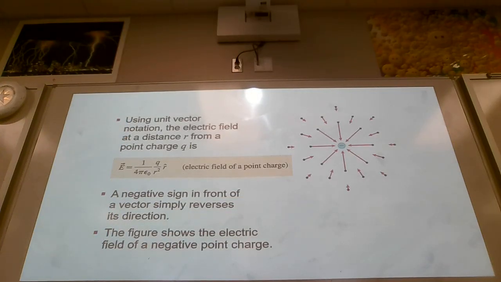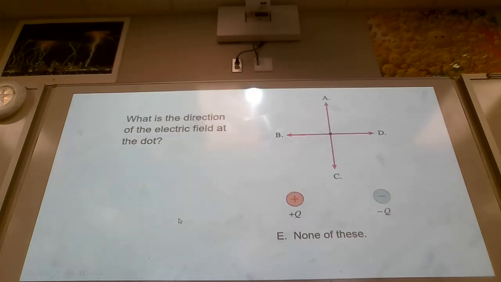So, I need to print out an equation sheet for you guys. All right, give that one a shot. Oh, I don't have a computer. Tell your neighbor.